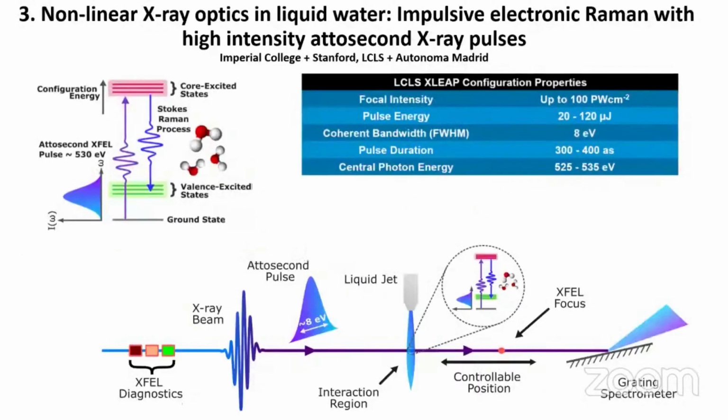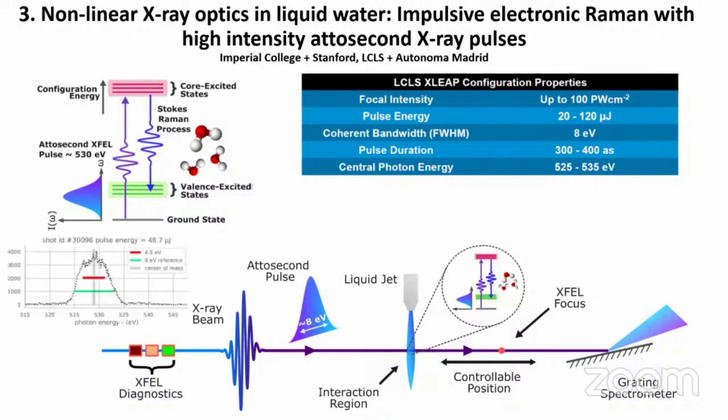So we went to LCLS last May and went not to the TMO end station, which is the one where the other data was recorded, but to the end station upstairs, the Chemrix end station, where we were allowed to run a liquid jet. So we ran a liquid sheet jet of water, and we tried to look for the Raman signal in that system. So we came in with these XLEAP pulses, which typically have a bandwidth of about 8 electron volts. They are focused into the water.